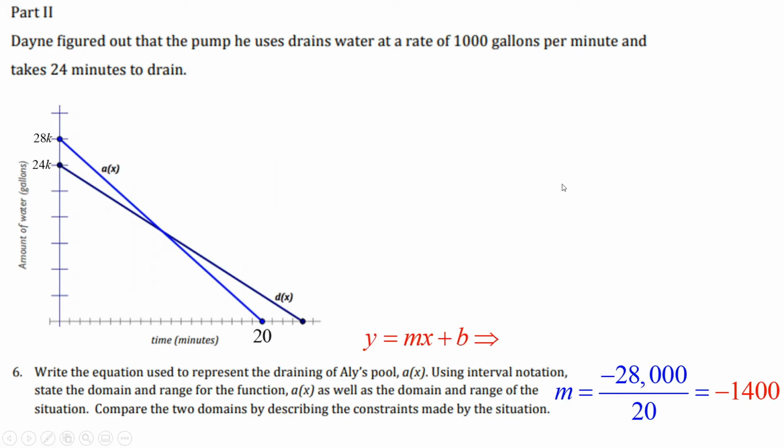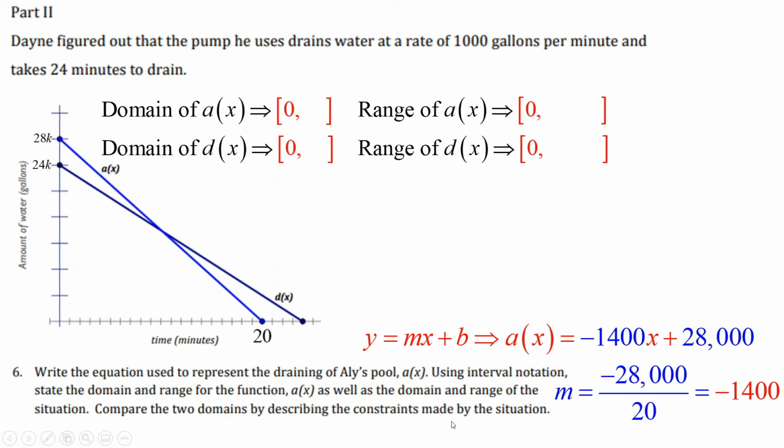Okay, so y equals mx plus b. Now let's write this in terms of a of x to represent the function for Allie's pool. A of x equals, and my slope is negative 1,400, negative 1,400 times x, plus the y-intercept b, and the y-intercept of Allie's pool is 28,000, so plus 28,000.